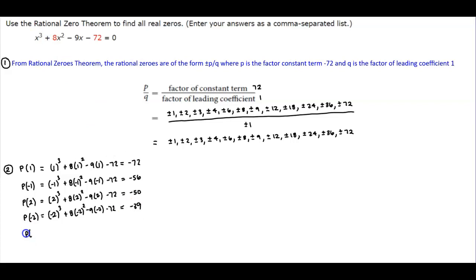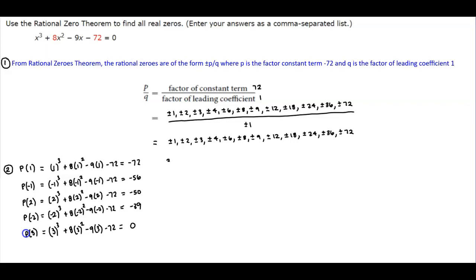So now if we find p of 3, that's equal to 3 cubed plus 8 times 3 squared minus 9 times 3 minus 72, and that gives us 0. So therefore, we know that 3 is a rational zero.